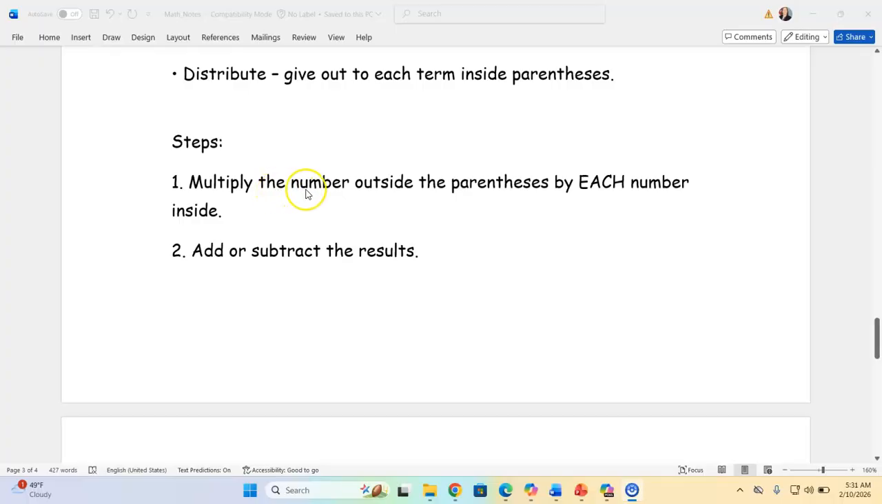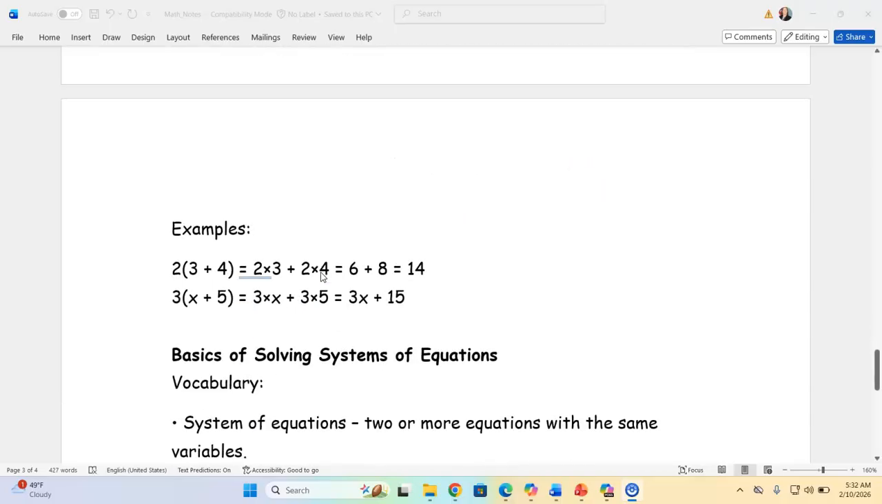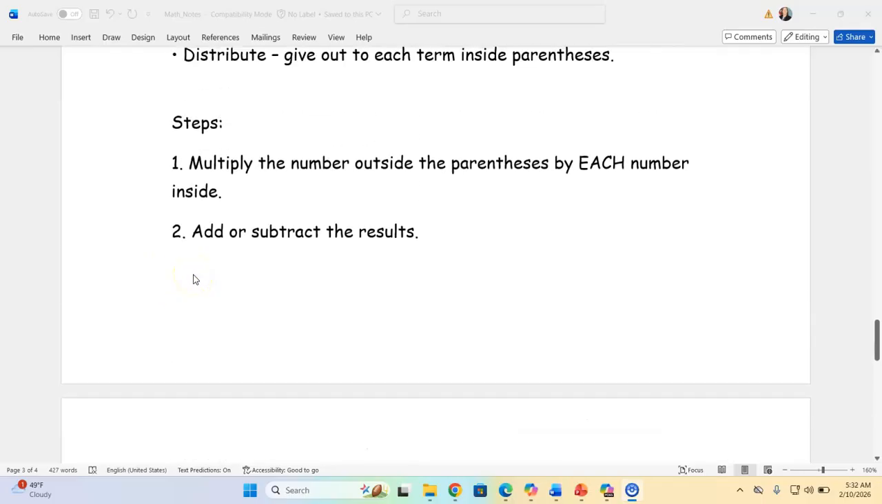So first you're going to multiply the number outside of the parentheses by each number. You see "each" is capitalized. And then you're just going to add and subtract. So let's look. The number outside, and then add and subtract. So you multiply the outside by each, right? So here, multiplying it by each number.